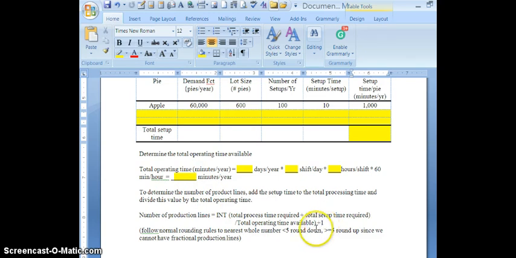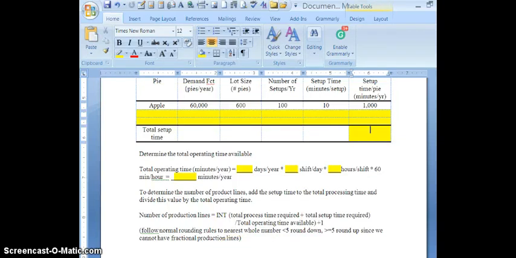Now follow normal rounding rules. For example, if you come to a number of 2.6, you would round that up to 3 because we can't have 2.6 production lines. If we came to 2.3, we would round that down to 2, and then we probably have to utilize some overtime to meet our demand forecast. So I hope that helps.